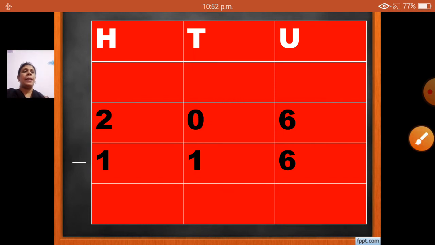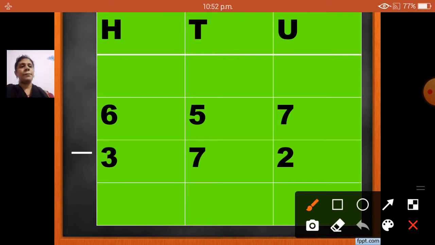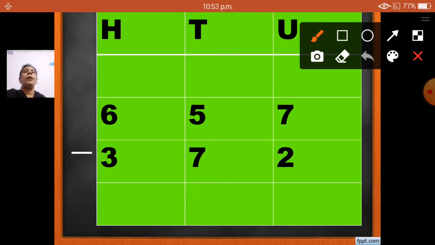Okay. Next. 657 minus 372. So we are going to subtract units with units, tens with tens and hundreds with hundreds. So let us subtract. Now 7 minus 2. This can be subtracted because 7 is a bigger number. So here no borrowing. So 7 minus 2 is, after 2 you will count 3, 4, 5, 6, 7. That means 5. So 7 minus 2 is 5.